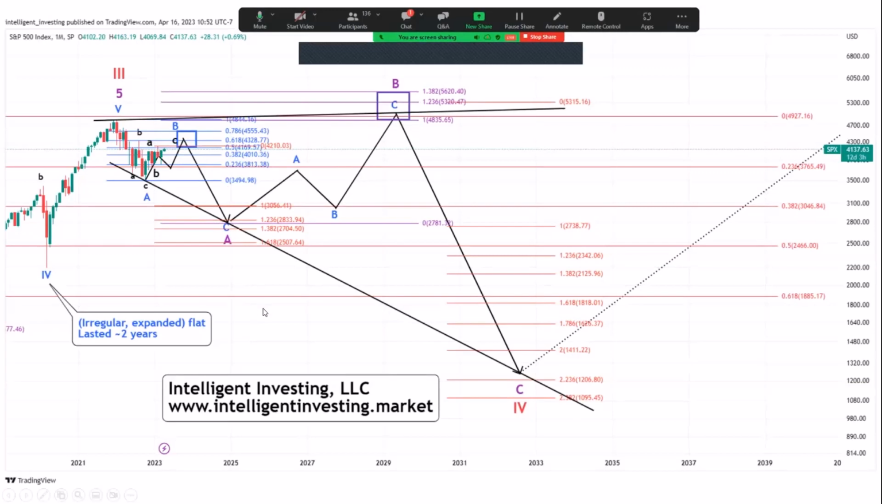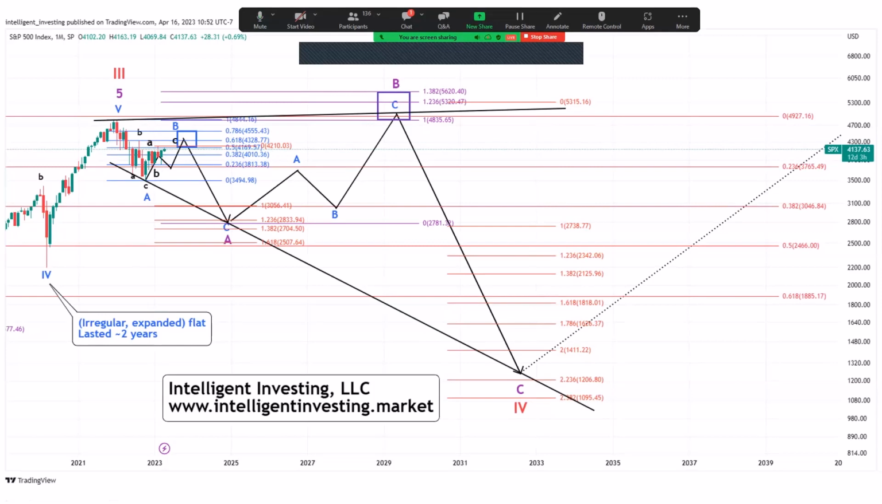Did we already have the little B? And we're in C now? Yes. So we completed this larger blue A wave, and we completed this black A, we completed the black B. So that was, I think, the earlier lows. 3,800.